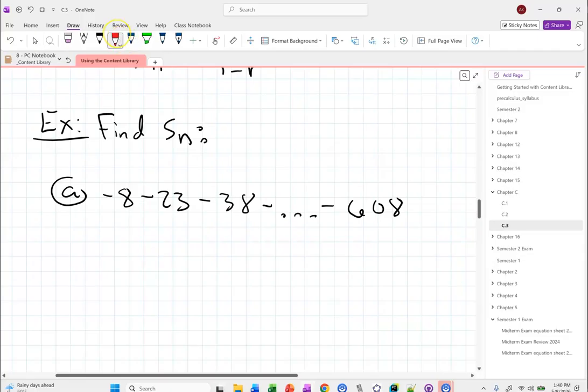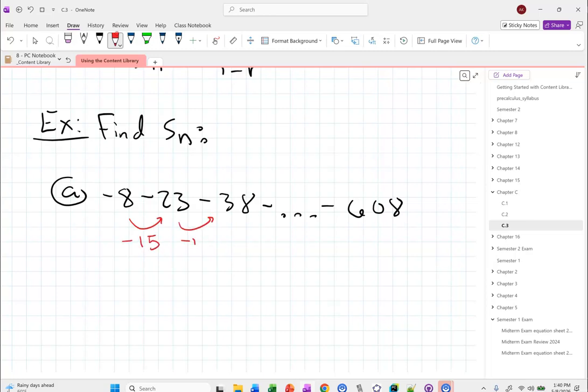So first thing I want to do here is determine whether I'm looking at an arithmetic or geometric series. If I look at this one, it looks like we are subtracting 15 each time.